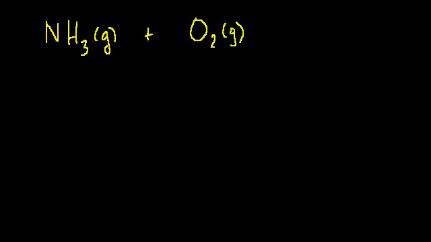Let's say we have some ammonia gas. That's NH3, and it's a gas. That's why the G is in parentheses. And we combine that with some oxygen, molecular oxygen. It's also a gas. And that reaction produces some nitrogen monoxide, NO, monoxide. There's only one oxygen there.